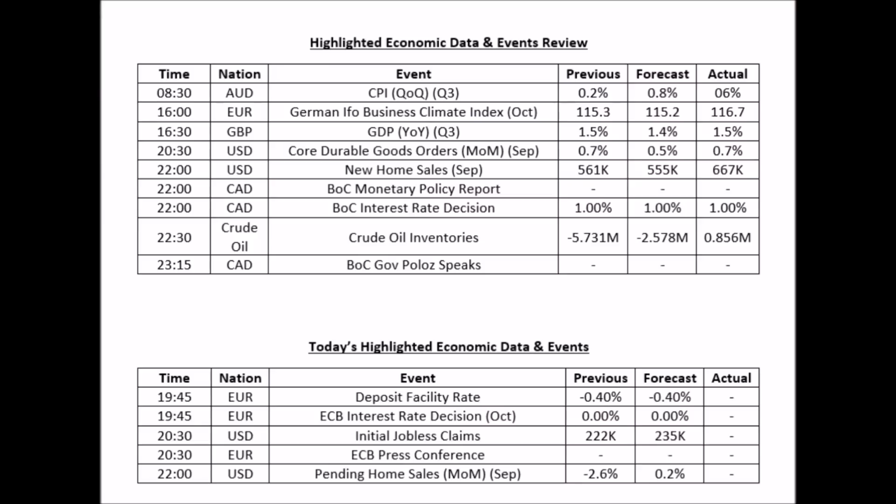Besides Germany, the United Kingdom released its gross domestic product for the third quarter, which grew better than previous, at 1.5%. During the North American trading hours, the United States released a series of data, including core durable goods orders and new home sales, which topped the expectations.